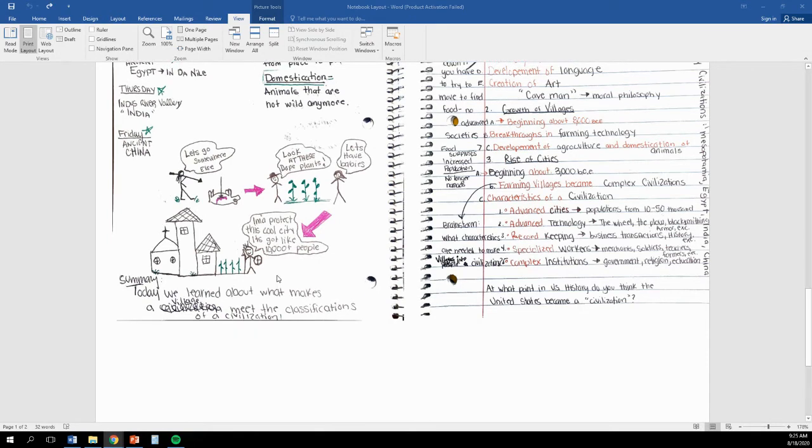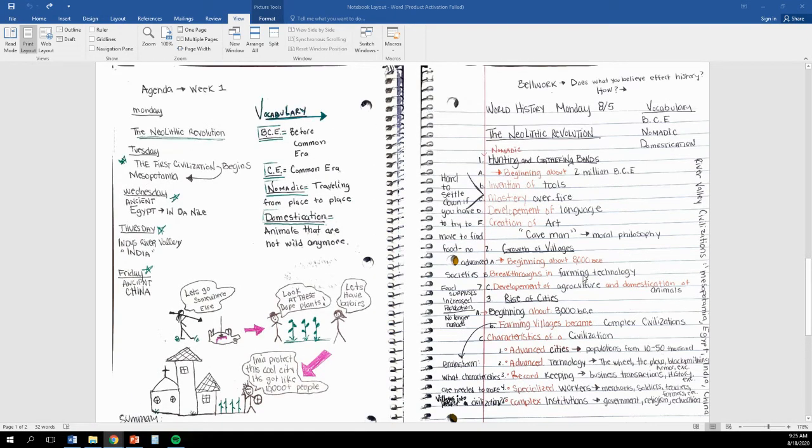Lastly is the summary. So I just wrote, today we learned about what makes a village meet the classifications of a civilization. To me, if I saw that summary, I would say, okay, so in this lesson, I can find all the classifications of the civilization. And these are my notes.